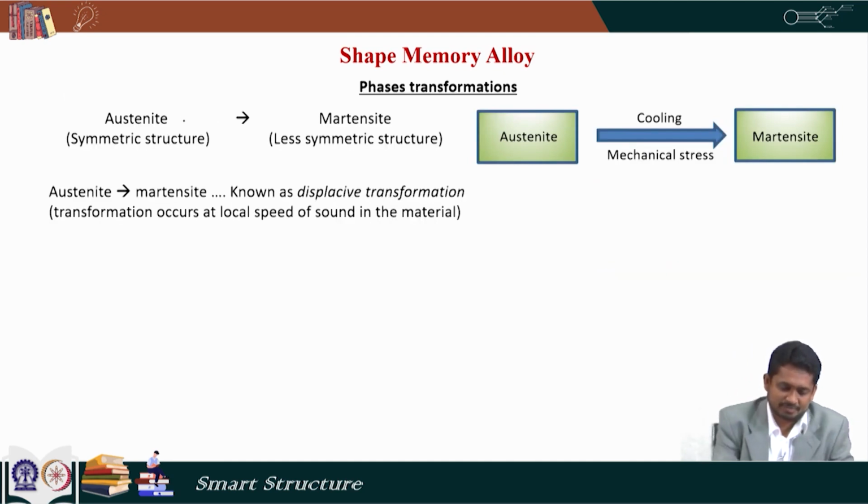So, we have the austenite phase, which is more symmetric, and the martensite phase, which has less symmetry. If we want to go from austenite to martensite, we can go there just by cooling, and we can also go by applying mechanical stress. We will see that. Now, this austenite to martensite transformation is a displacive transformation. It is also called a diffusionless transformation.